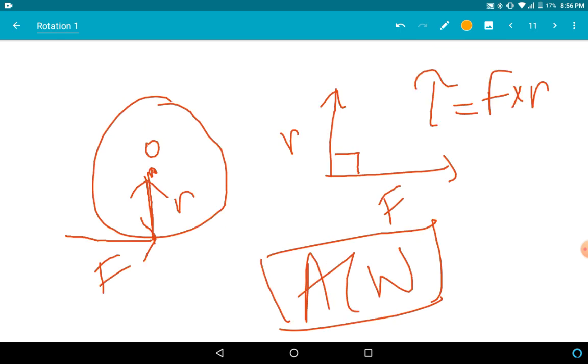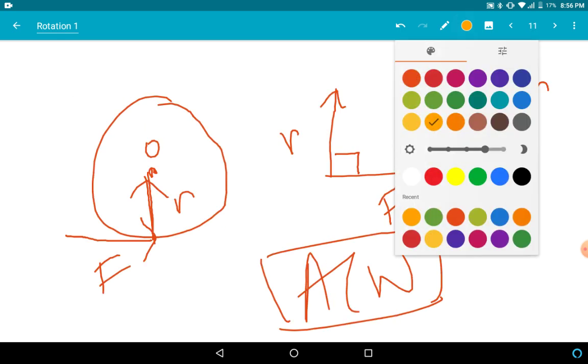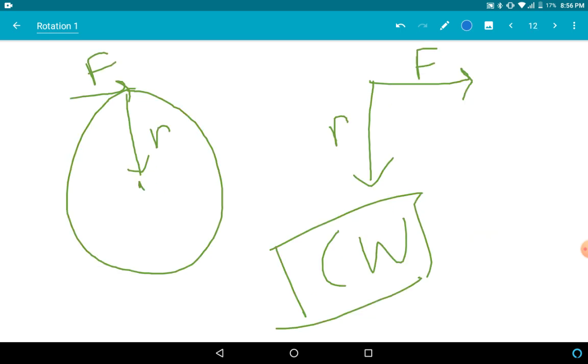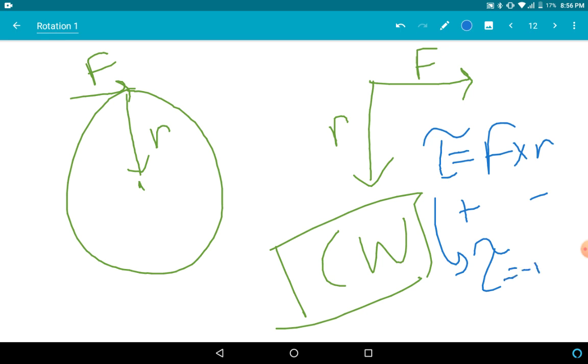Now see, here both F and R are positive, so tau should also be positive in case of anti-clockwise. But in the clockwise case, we know tau is F into R. Now F is positive here, but R is negative, so tau becomes negative. Tau is nothing but negative.